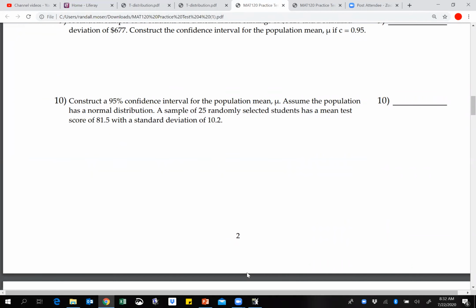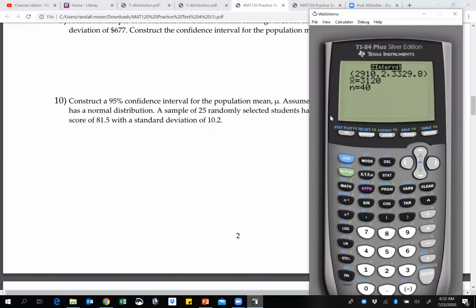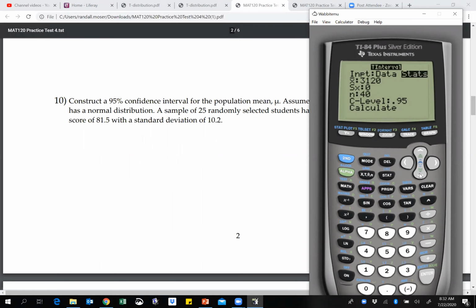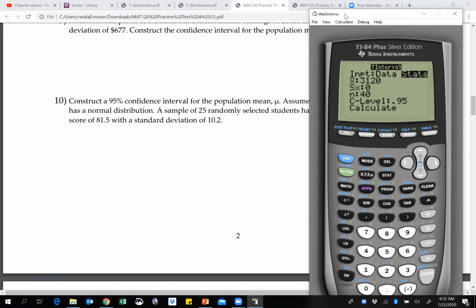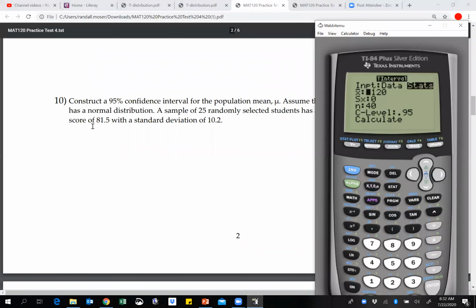Number 10 is going to be mostly the same way, but the difference with number 10 is that we have a sample of 25, which is small, and we only know the sample standard deviation. So for number 10, you would need to use a t interval. You would go to stat, go over to tests, scroll down until we find t interval. That's going to be option 8. Hit enter. Again, we have the summary statistics. Our mean was 81.5.